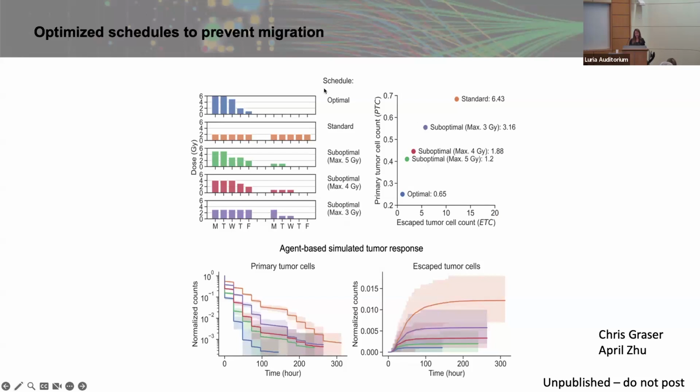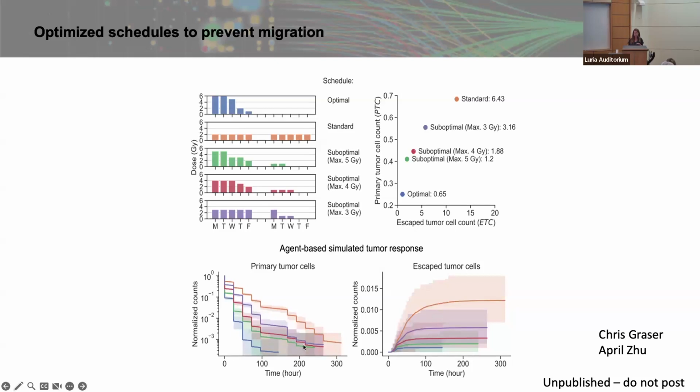And so for one of these cell lines, for this lung cancer example here, we can identify an optimized schedule, which is a de-escalating schedule over here, which, as opposed to the standard schedule, very much decreases both the escaped tumor cell count and the primary tumor cell count. So the prediction would be that would lead to better survival and also lower rates of distant metastasis if this migratory behavior is really predictive of distant metastatic behavior. And we can then read out for these different schedules that we have created here, the overall survival for the different patient populations.